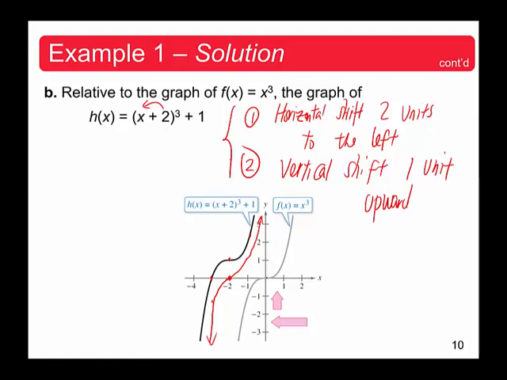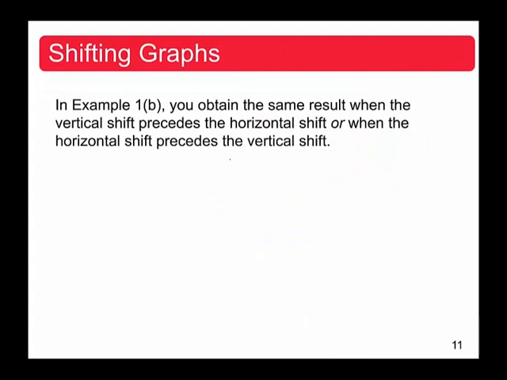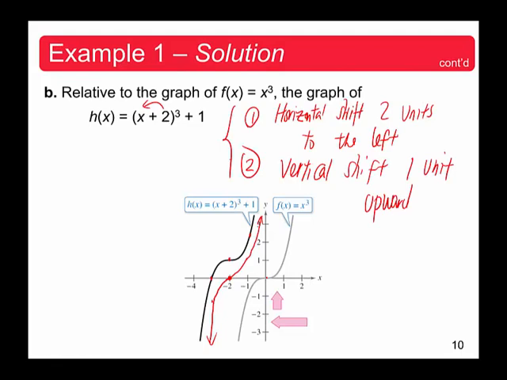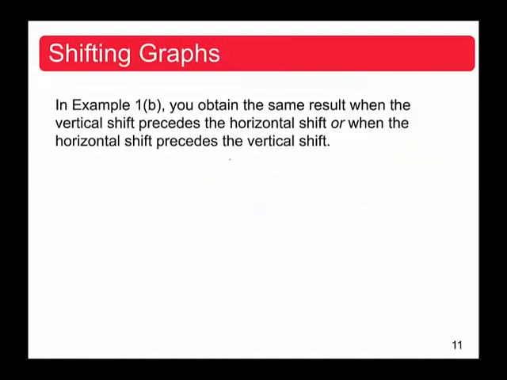Okay, so that's how we use function notation to do the transformation here. So also here the order does not matter. Here we could do the vertical shift 1 unit upward first, and then after that the horizontal shift 2 units to the left. So the order here does not matter. We can do either way. We can do the vertical shift first and then the horizontal shift, or we could do the horizontal shift first and after that have a vertical shift. So order does not matter.